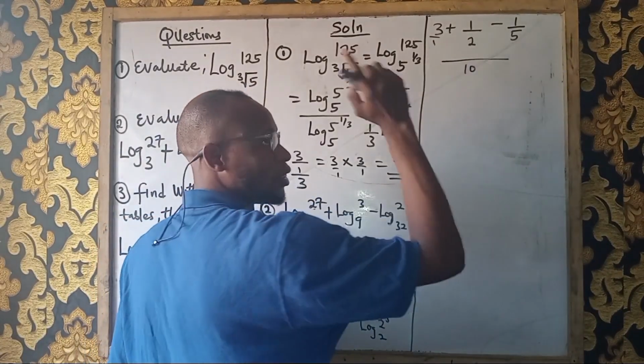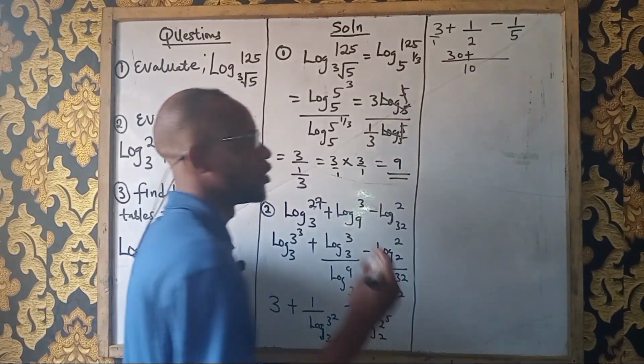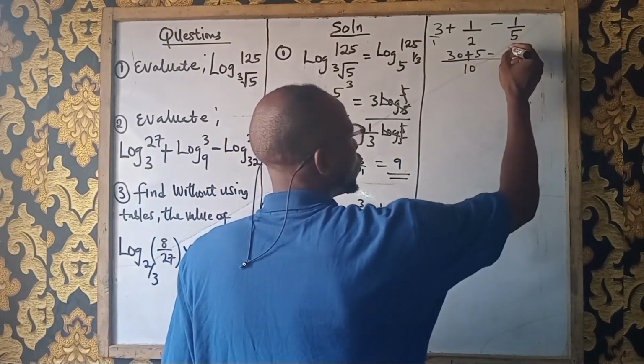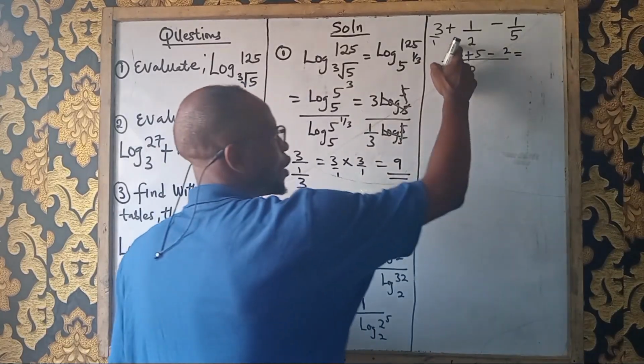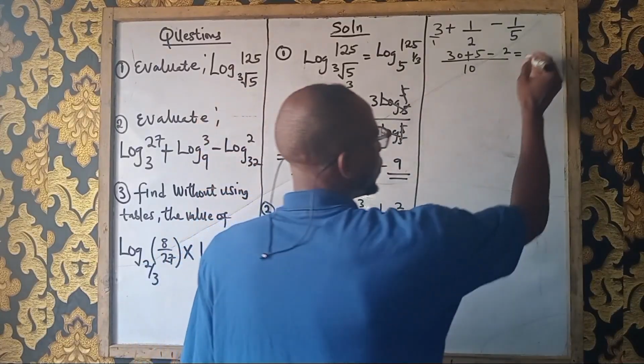10 divided by 1 is 10, times 3, that's 30. Plus 10 divided by 2 is 5, 5 times 1 is 5. 10 divided by 5 is 2, 2 times 1 is 2. So when you solve this expression, 30 plus 5 is 35. 35 minus 2 will give 33.